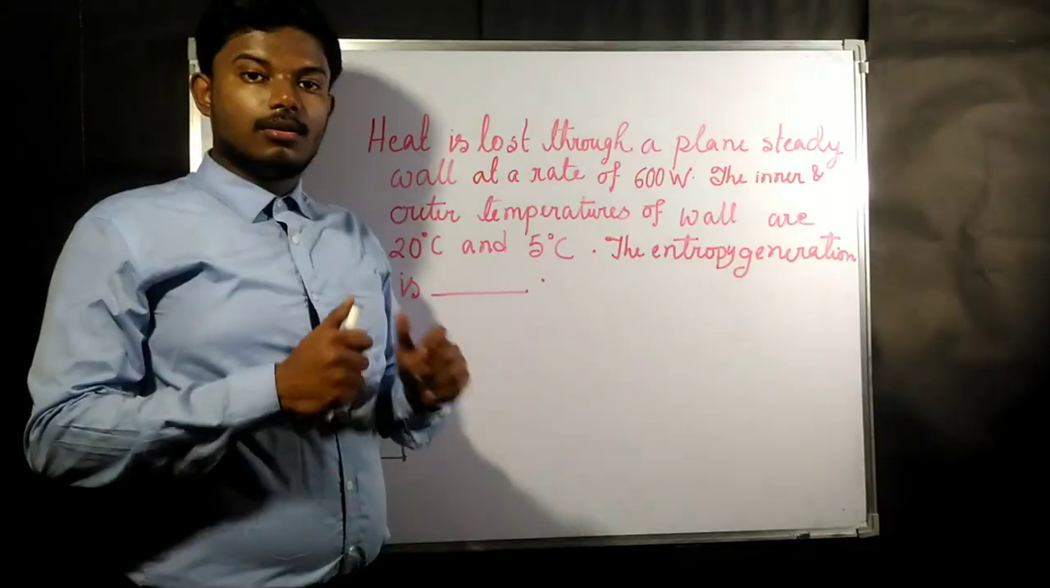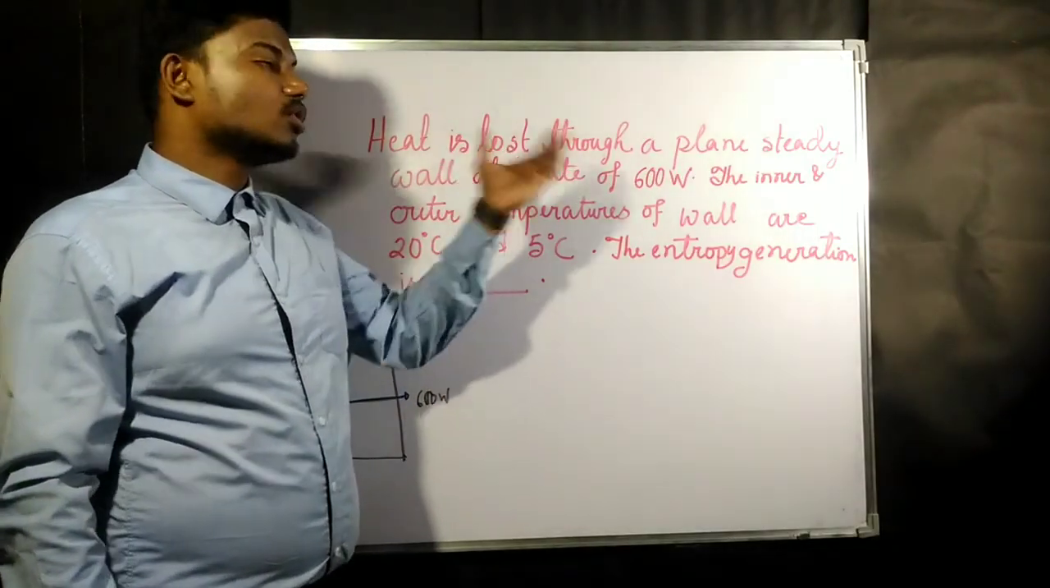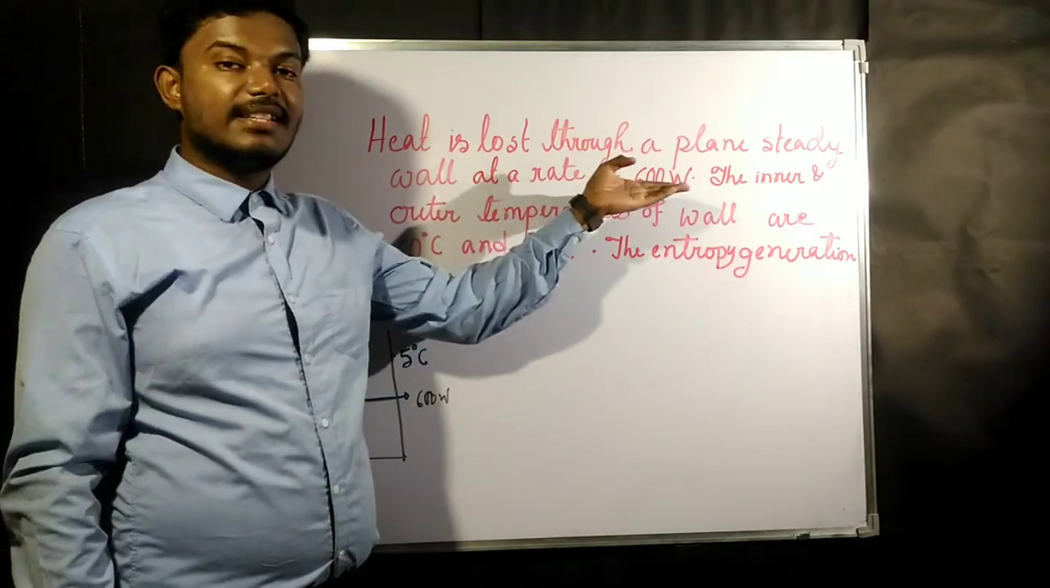Okay, so the another question is, heat is lost through a plain steady wall at a rate of 600 watt.